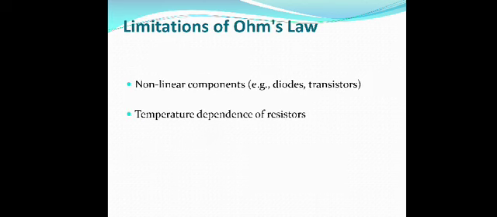Let's see the limitations of Ohm's law. That is, it is applicable to the linear elements only. Ohm's law holds good for the linear elements only. And the second one is, at constant temperature only, Ohm's law can be explained. These are the limitations of Ohm's law.